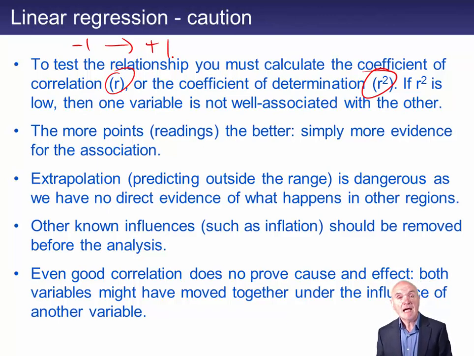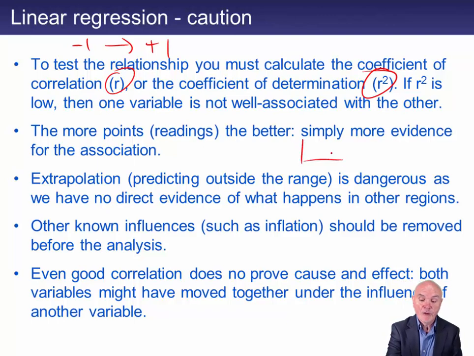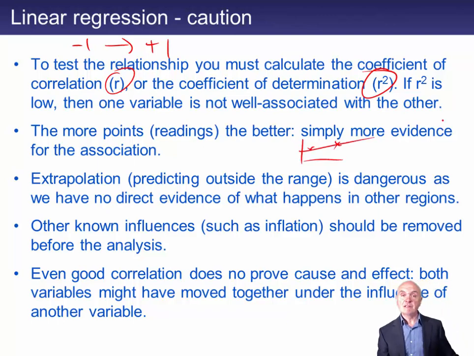The more points you have, the better. Basically, we're saying if you had only 2 points on the graph, any fool can put a straight line through those. It doesn't really prove anything. But if you can put a straight line almost through 20 points, then you've got quite good evidence that there's some sort of relationship between them.